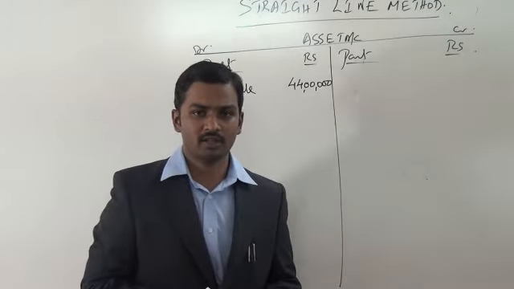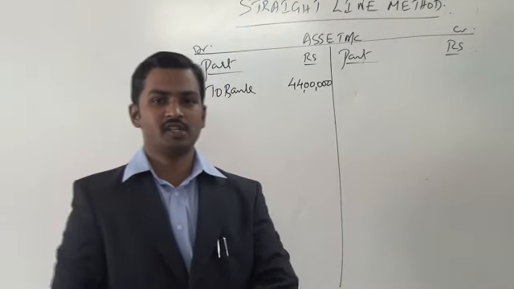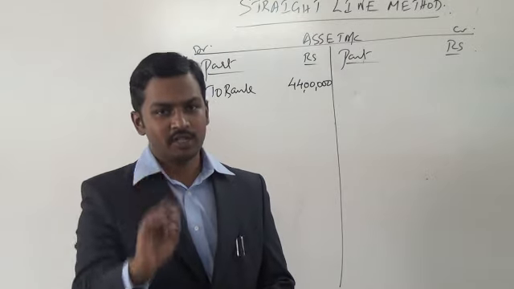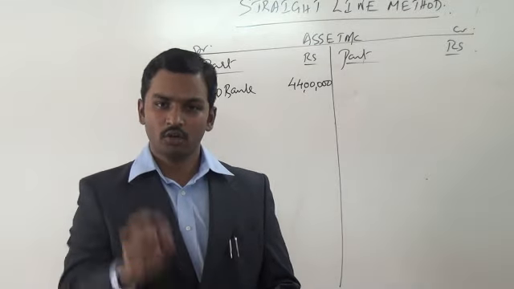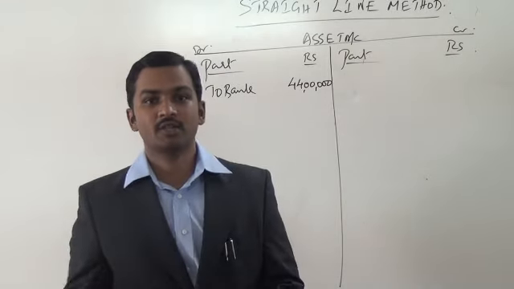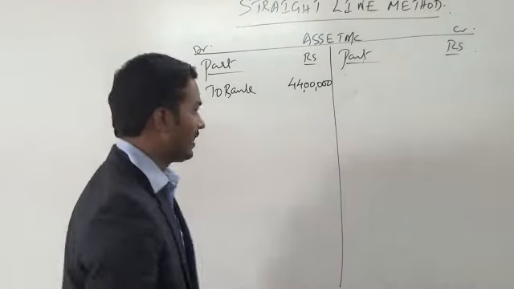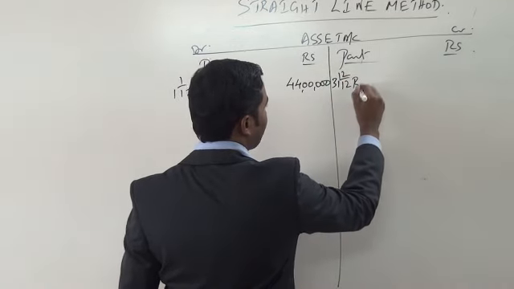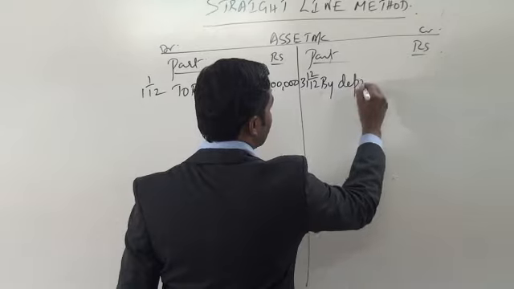I hope you remember, I have already discussed the entry for depreciation. What is the entry you pass for depreciation? The entry is depreciation account debtor to asset account. So depreciation account has to be debited, asset account has to be credited. So I will credit the asset account 31st December 2012 by depreciation.